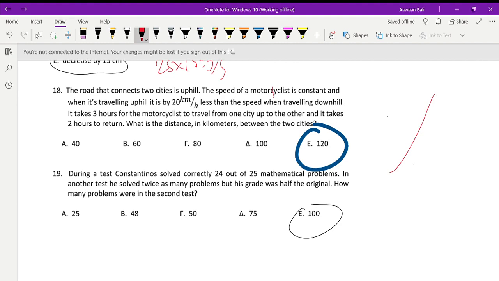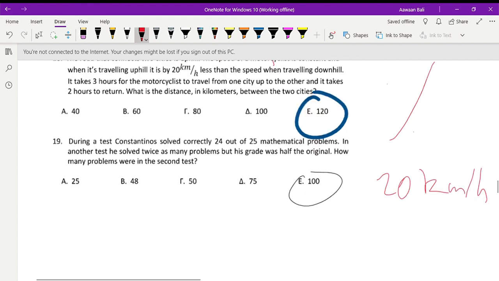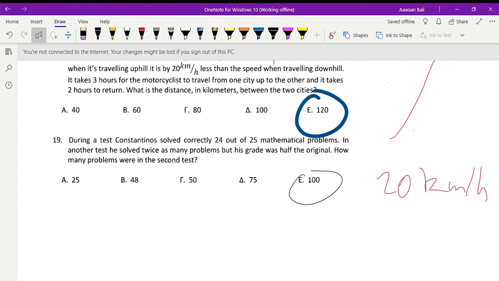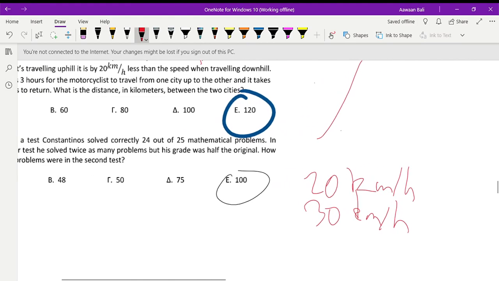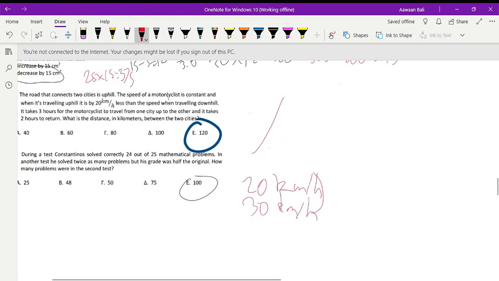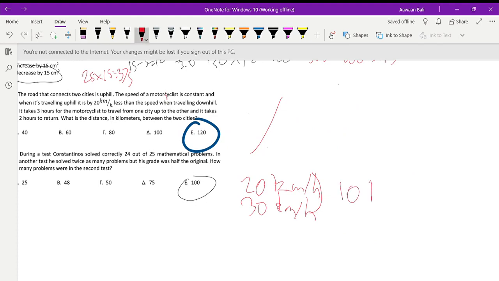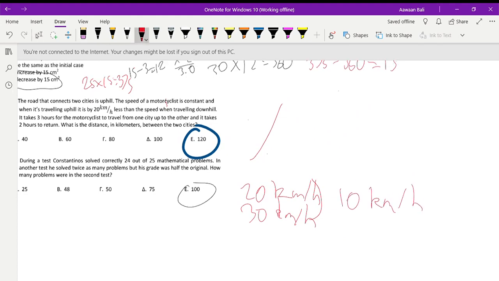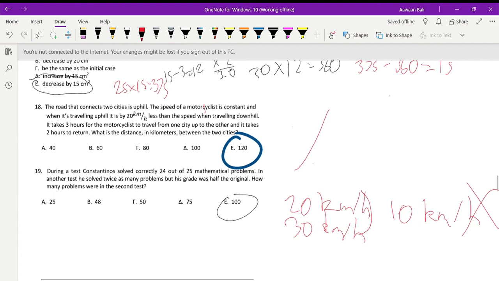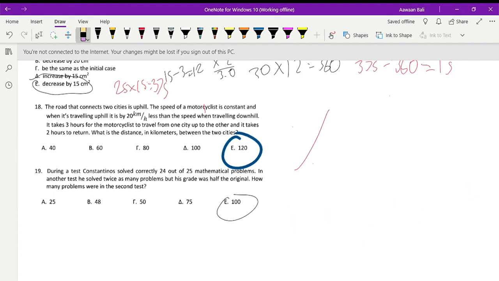So 60 divided by 3 is 20. So when it's traveling up, we can say it's 20 kilometers per hour. Meanwhile, when we have 60 divided by 2, 30 kilometers per hour. The difference is 10 kilometers per hour. However, it says it's 20 kilometers per hour. It's saying that the difference has to be 20 kilometers per hour, which means it's wrong.